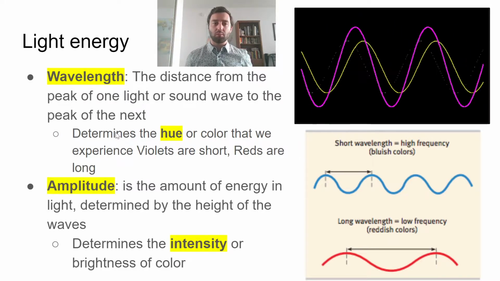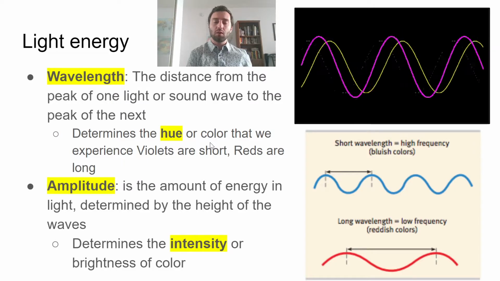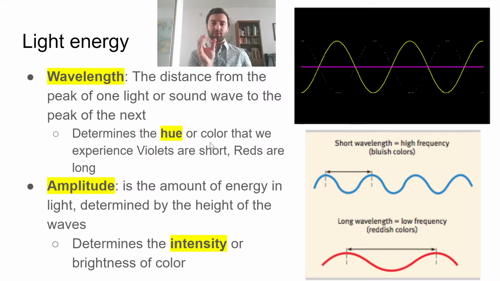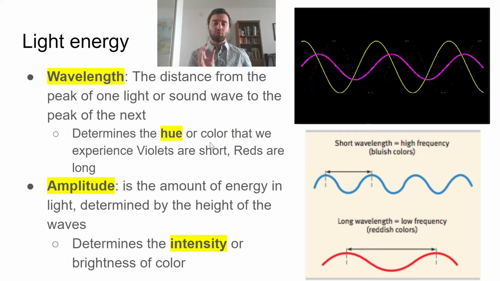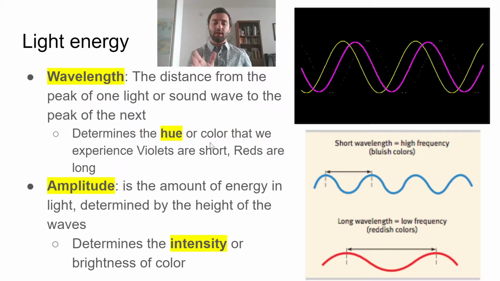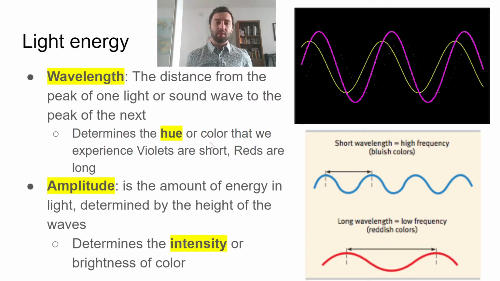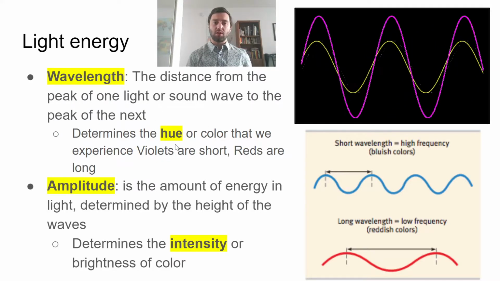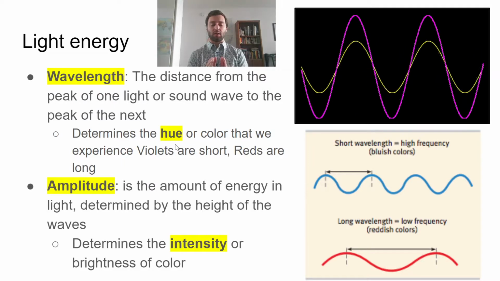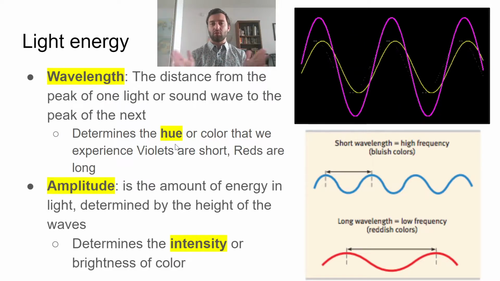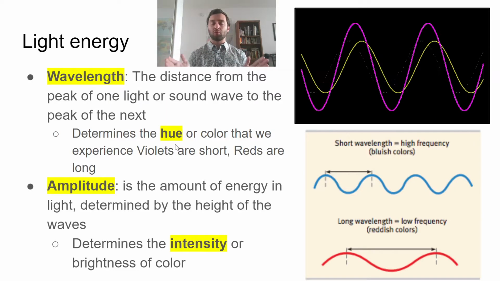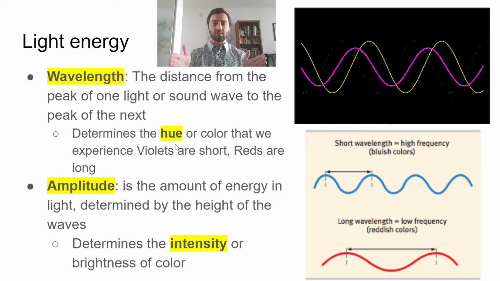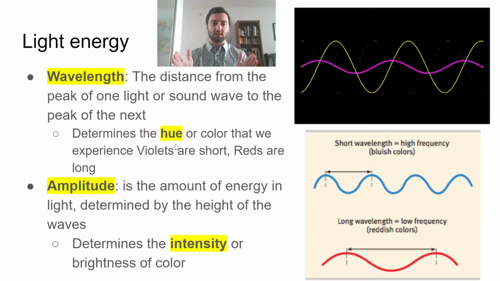Now, wavelength is really important because wavelength determines the hue, or the color, that we experience. Different wavelengths, this distance between those waves, determine what color we see. Really, the term we're going to use in psychology isn't color, it's hue. If you've seen a spectrum of visual light, we can go from violet to reds. Violets and reds are the opposite ends here.